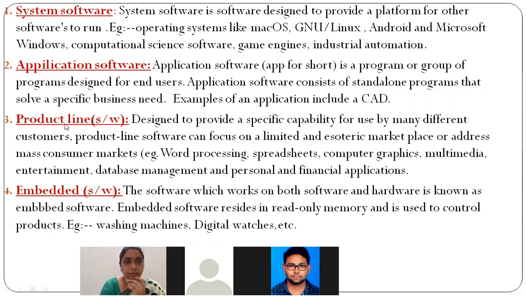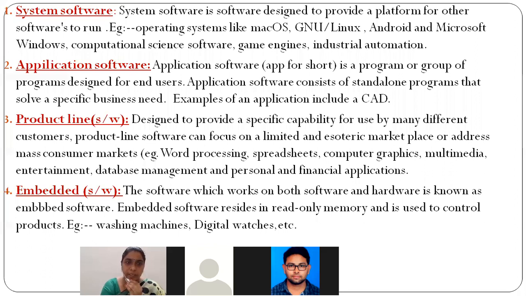And next, coming to product line softwares, these are designed for a specific capability for use by many different customers. Product, as the name specifies, a group of softwares that are related to a similar product. Suppose if I'm having a car, I'll be having some set of softwares which will be apt for the car, maybe car working, car automation or something like that.